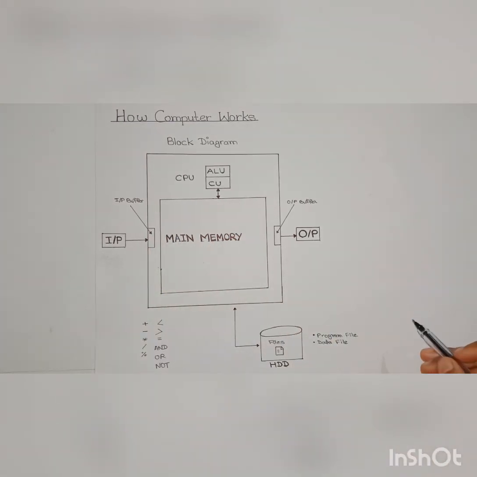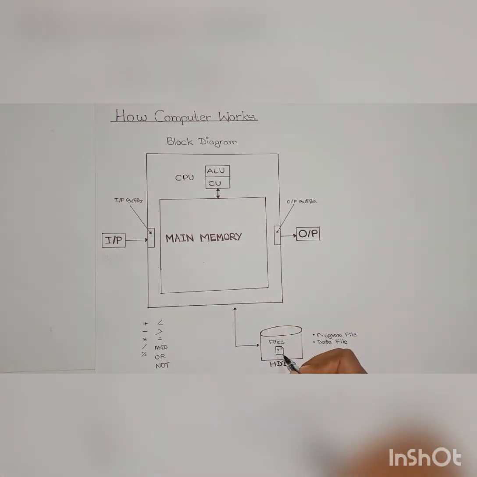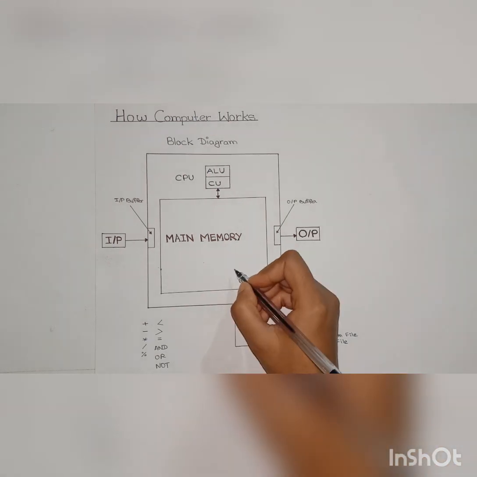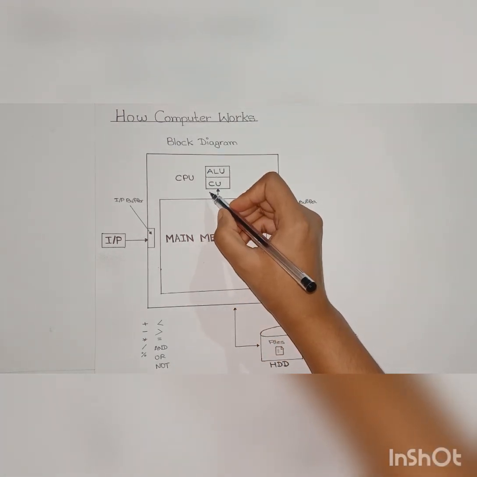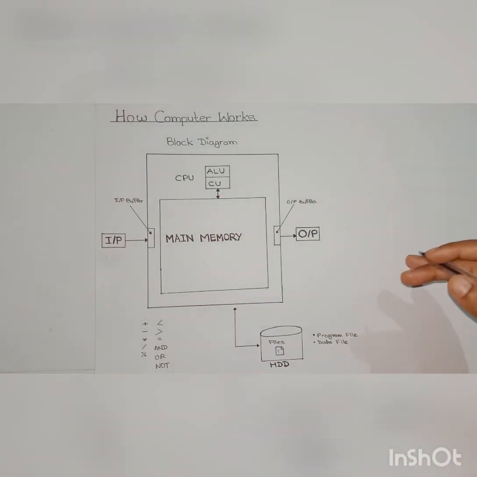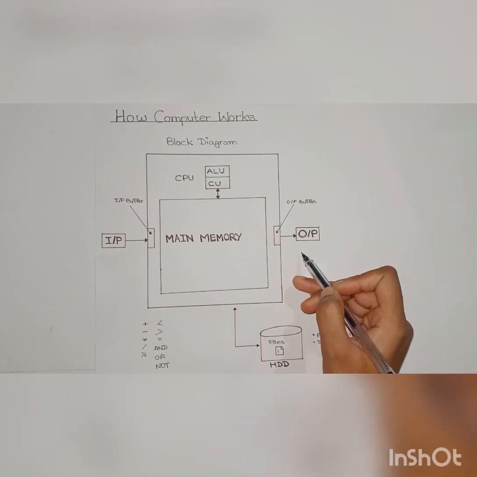So in short, we can say that the programs are present in the hard disk drive. They have to be brought into the main memory for execution, and the CPU will execute them by taking instructions line by line. And if a program requires interaction with the user, it uses input and output devices.